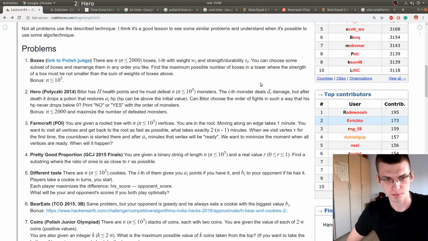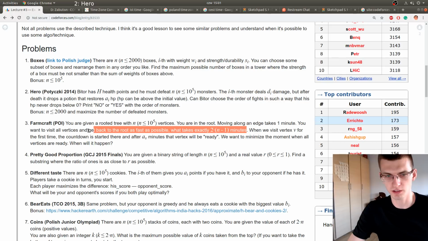Farmcraft from Polish Olympiad in Informatics. You're given a rooted tree with size 100,000. You are in the root currently and you move along the edges. Moving along an edge takes 1 minute. You want to visit all vertices and get back to the root as fast as possible. What takes exactly 2 times n-1 minutes? I will explain that in a minute.